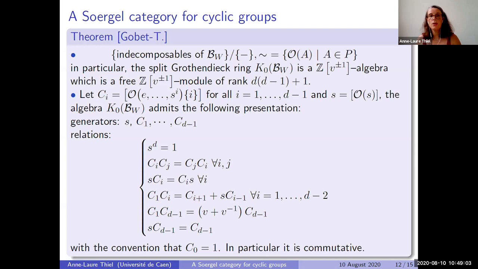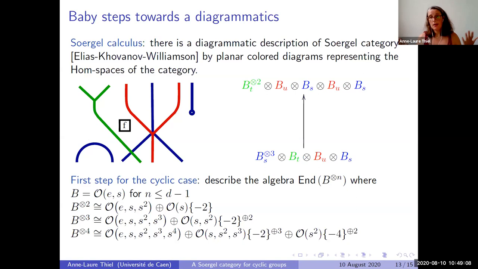But I will not give much more detail, because I would like to just say a little word about work in progress that concerns a diagrammatic description of this generalized category. As I guess all of you know, in the classical Soergel story, we have a diagrammatic description of this algebraic category in terms of planar colored diagrams, and these diagrams represent morphism spaces of the category. This was due first, in type A, to Elias and Khovanov, and then extended more generally by Elias and Williamson to other types.